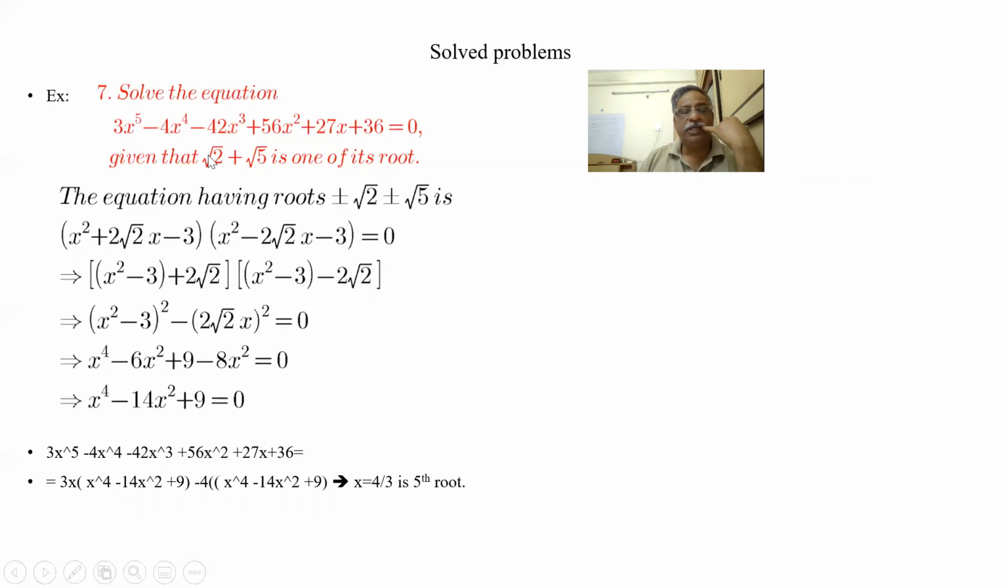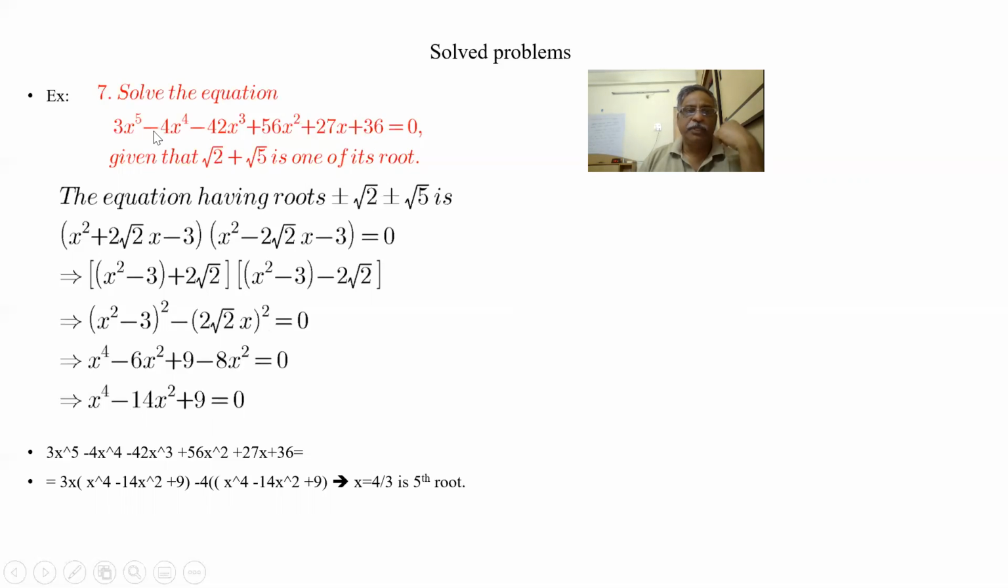Root 2, you have also said plus r minus root 2 and plus r minus root 5. There are 4 roots here. I have totally 5 roots needed. I have 4 roots. So with these two roots, I made two quadratic equations. So when I multiplied, I got this equation: x to the 4 minus 14x square plus 9.